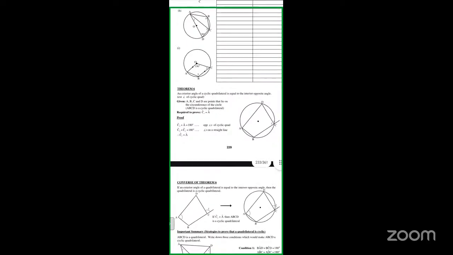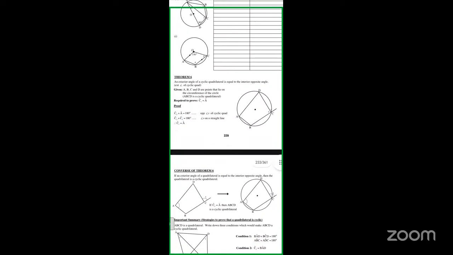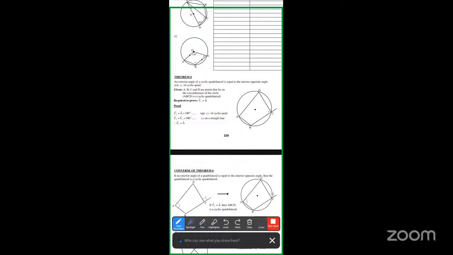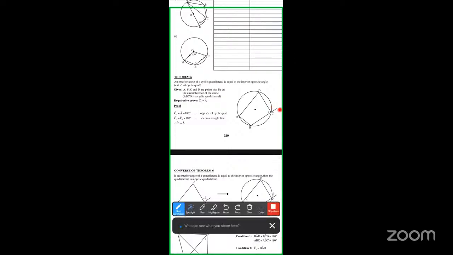Here they are saying the exterior angle of a cyclic quadrilateral. Where is the exterior angle? There is the exterior angle of a cyclic quadrilateral. This is the cyclic quadrilateral. Then that is the exterior angle they're talking about, and it is equal to the interior opposite angle, which is that one. So this angle is equal to that interior opposite angle inside there in a cyclic quad. That's the reason that we are going to use a lot in circle geometry.